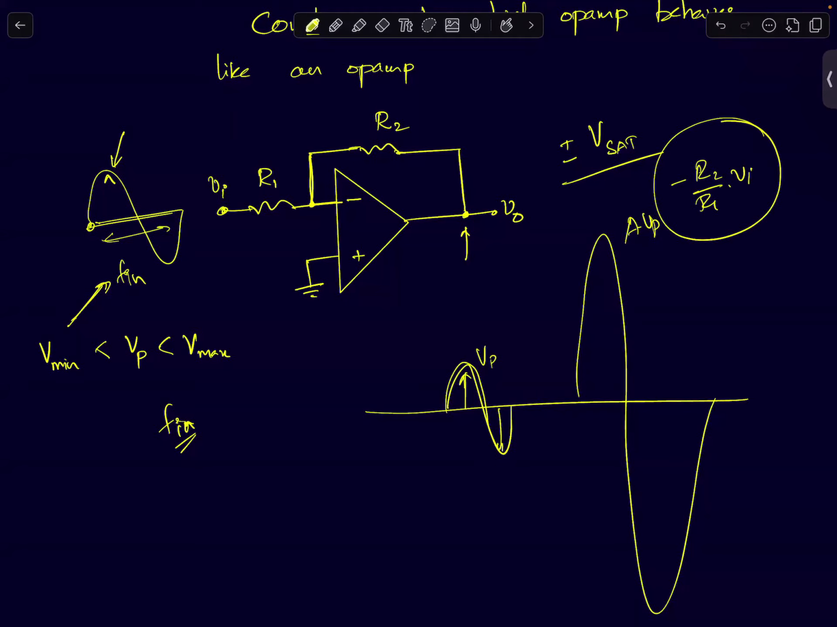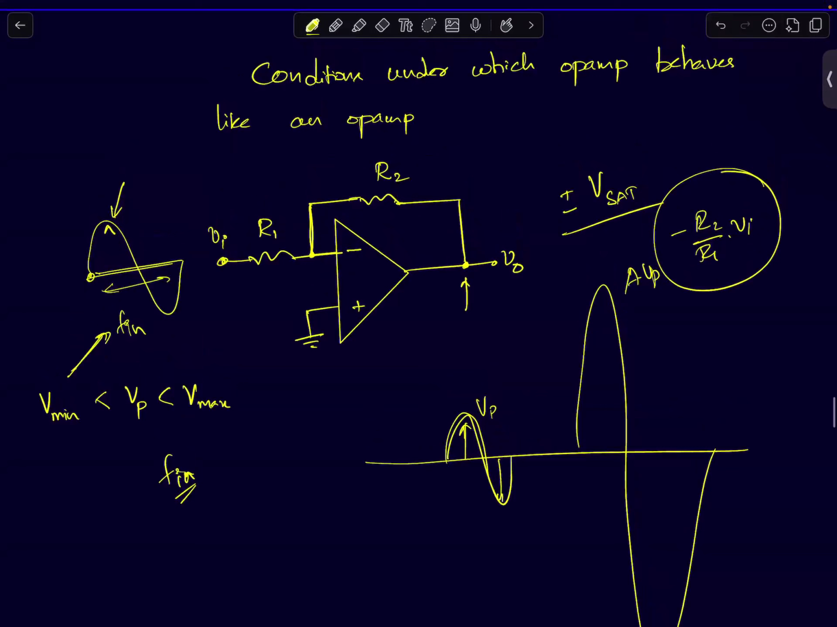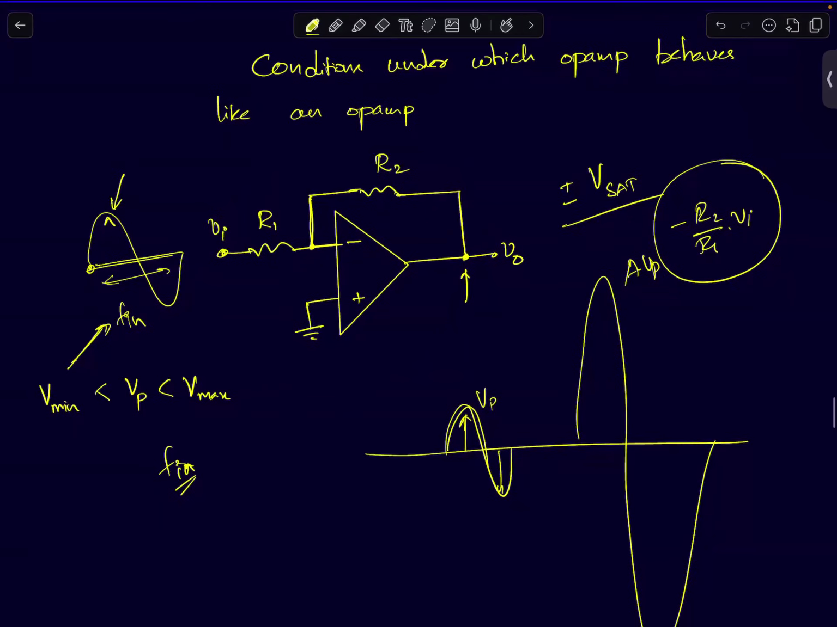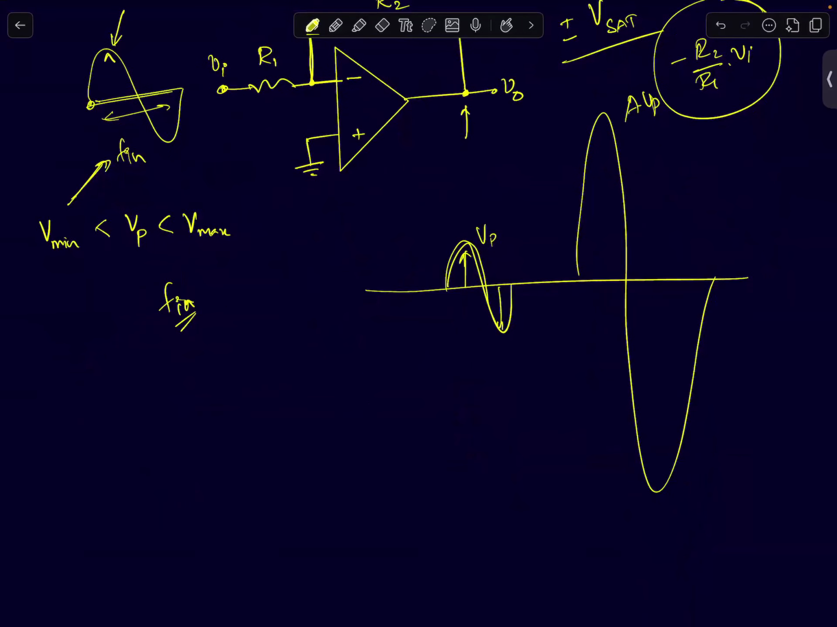The conditions under which an op-amp circuit works as desired are normally what we call specifications. That will be the specifications for the op-amp. Circuit designers normally keep that in mind and design op-amps. So now, what are the specifications? I mean, what are the conditions under which an op-amp should amplify?